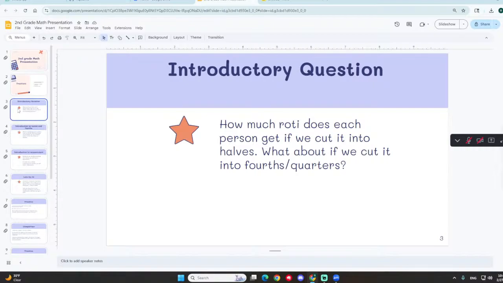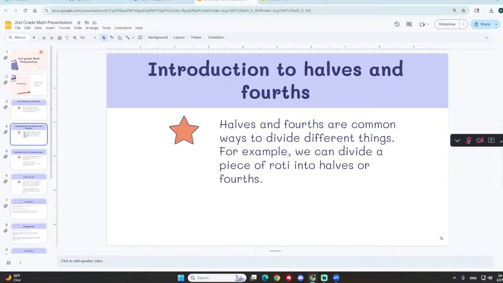Introductory question: How much roti does each person get if we cut it into halves? What about if we cut it into fourths or quarters? Introduction to halves and fourths. Halves and fourths are common ways to divide different things. For example, we can divide a piece of roti into halves or fourths.